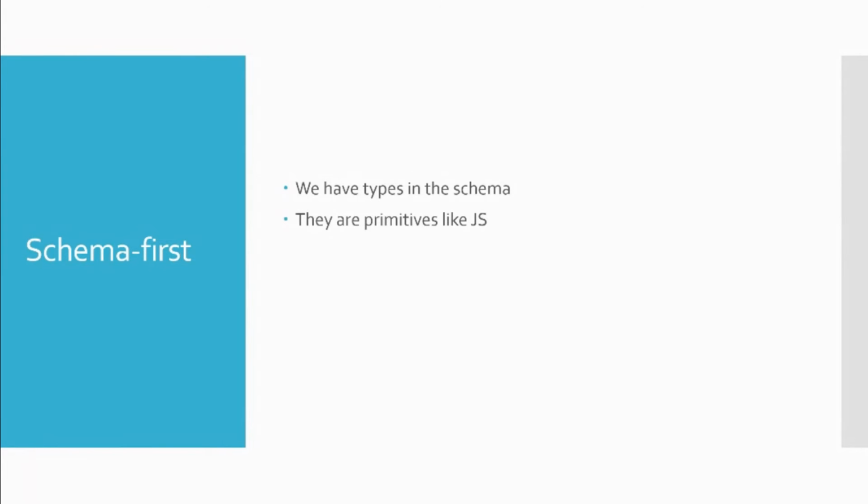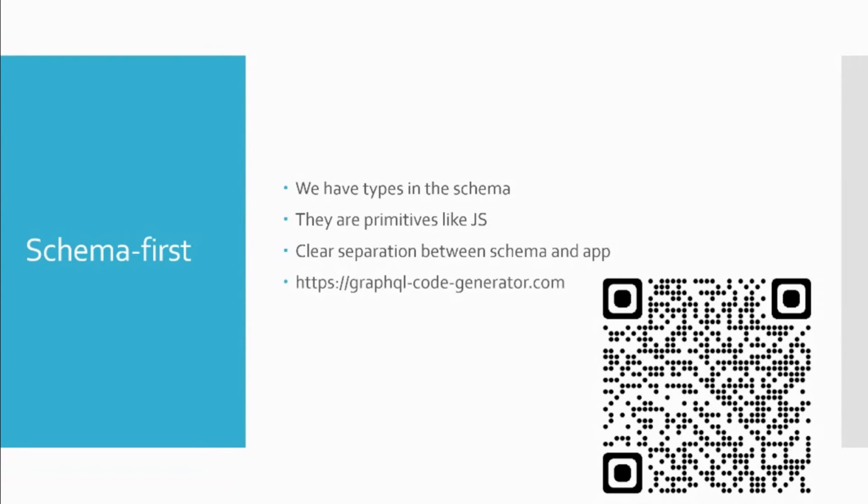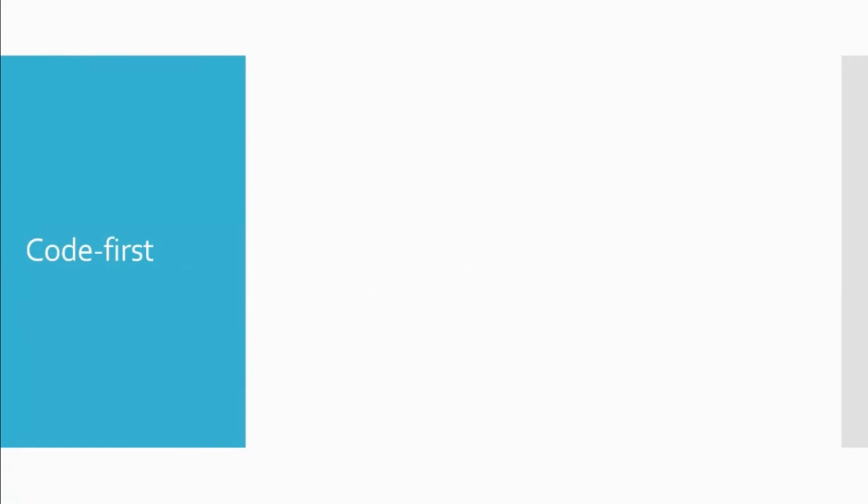They look like our JavaScript primitives or our TypeScript type definitions. They're not exactly the same, but they have some clear influence on the way the type system works. A schema-first approach allows you to have a really clear separation between the types in your schema and the application that you're building, so you don't end up with them being overly bound to each other. I like to use a tool called GraphQL Code Generator to do this generation, and we'll see this in action in a little bit.